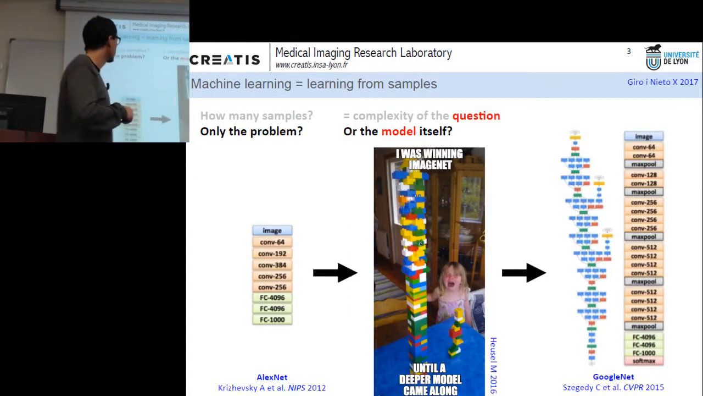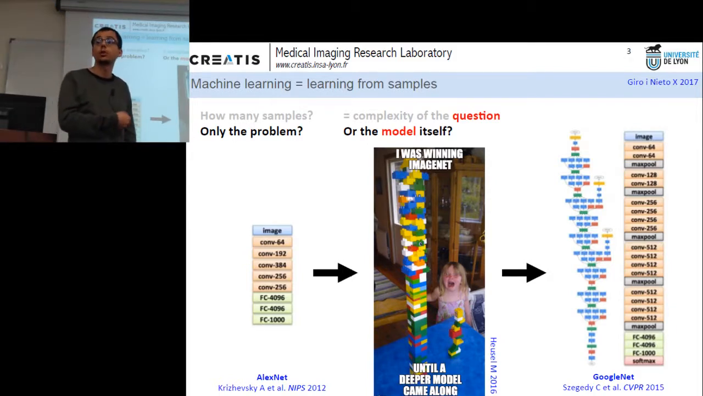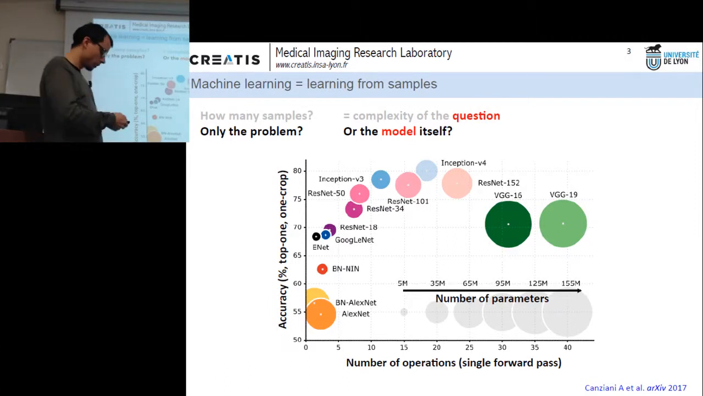But if my model is more complex, if I start with the winners of the ImageNet, the first neural networks that were doing this were quite simple. And then the new challengers have much more complex architectures. So basically, if there is an increase in complexity in the model, probably there will be a need for much more data.